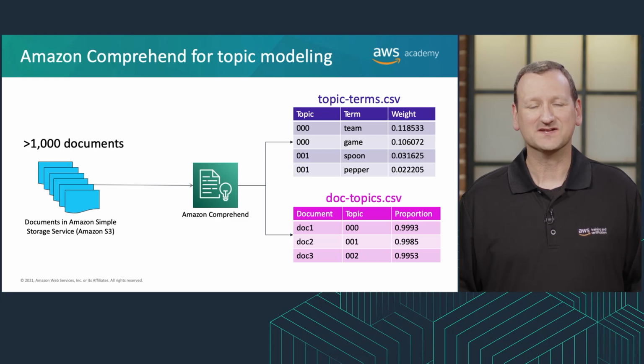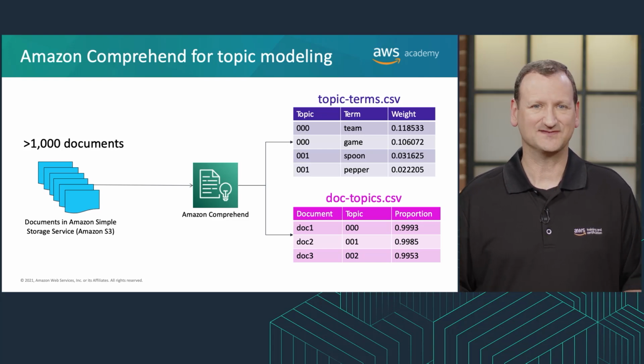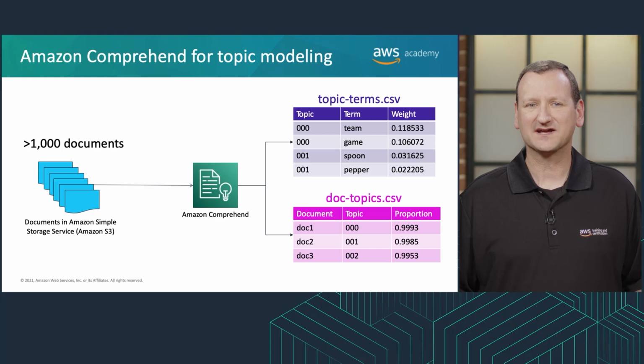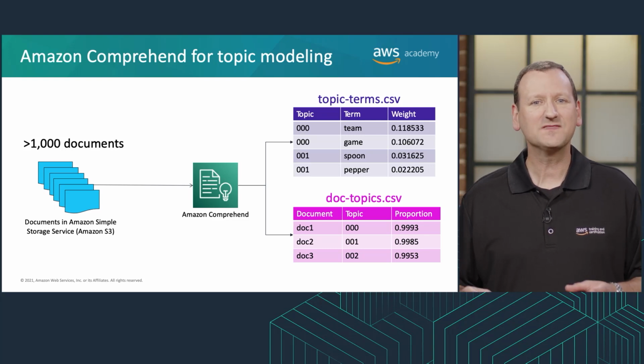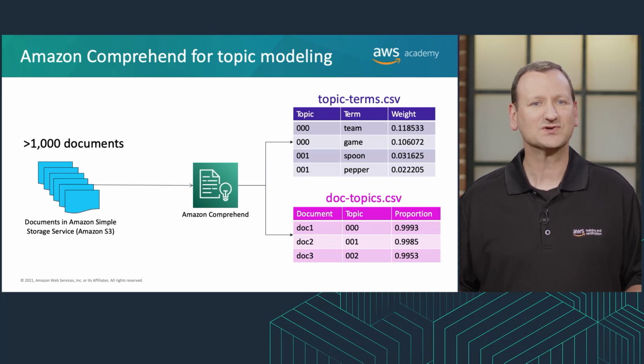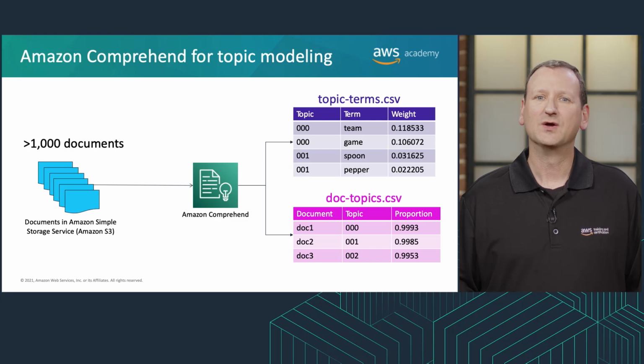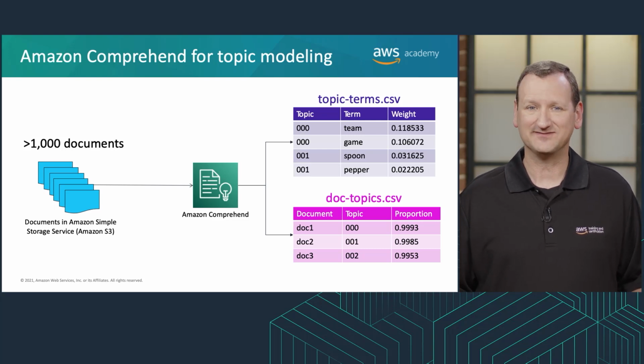The second file is the doctopics.csv file. This lists the documents associated with the topic and the proportion of the document that is concerned with the topic. Note that the names of the topics are not given. Naming the topics is a human task.